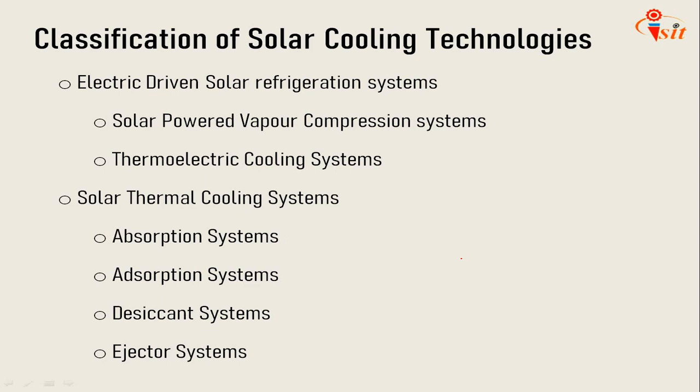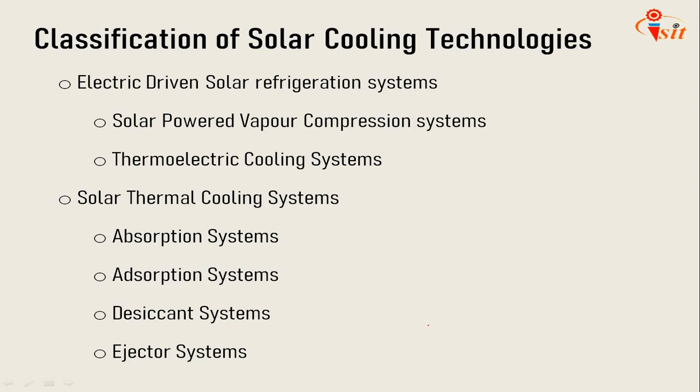Now, classification of solar cooling technology. Solar cooling systems can be classified into two main categories according to the energy used to drive them, that is solar thermal cooling systems and solar electric cooling systems. In solar thermal cooling systems, the cooling process is driven by solar collectors collecting solar energy and converting it to thermal energy, and uses this energy to drive thermal cooling systems such as absorption, adsorption, desiccant cycles.